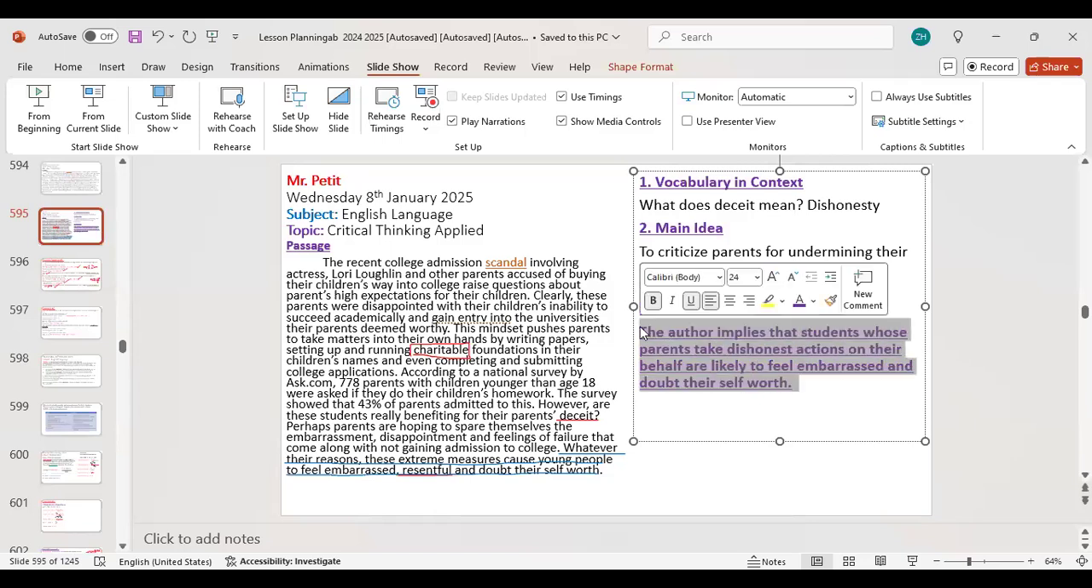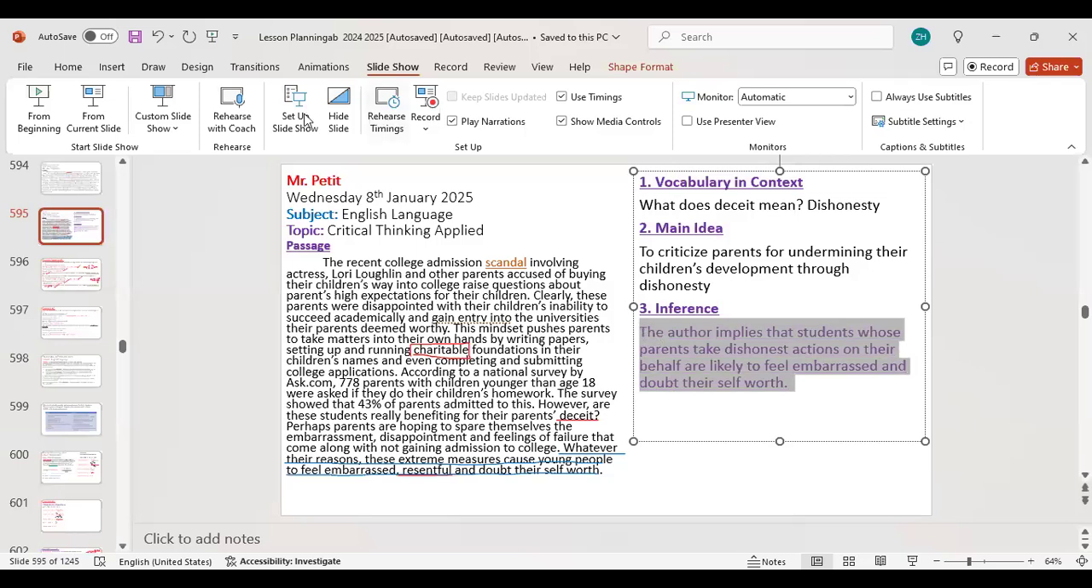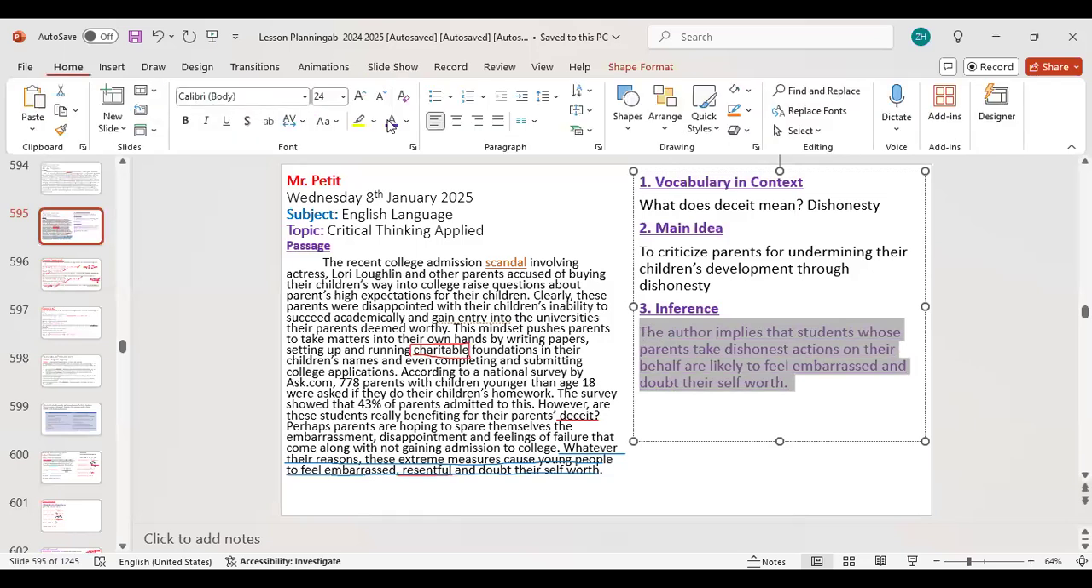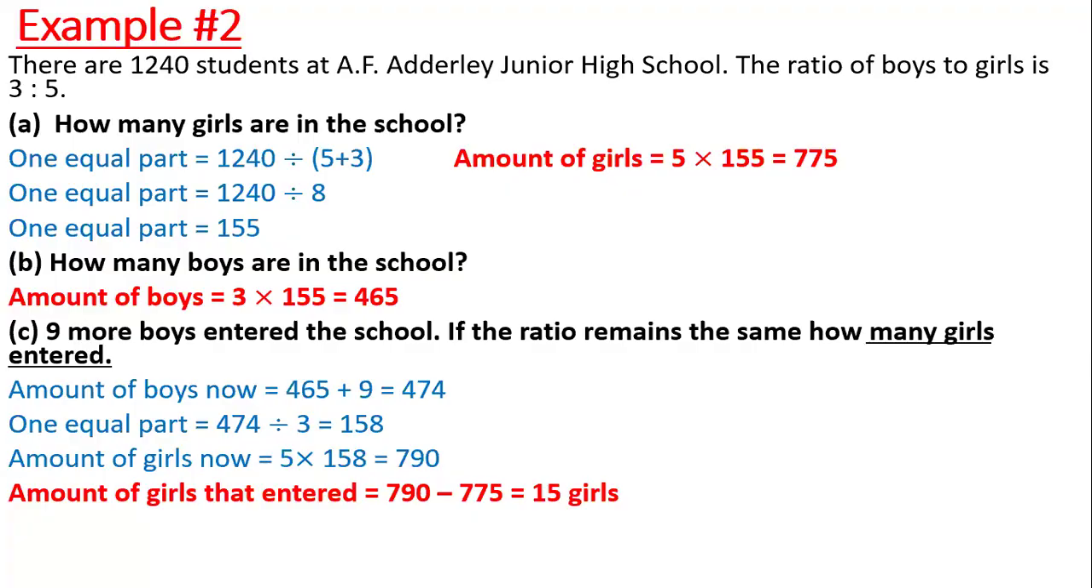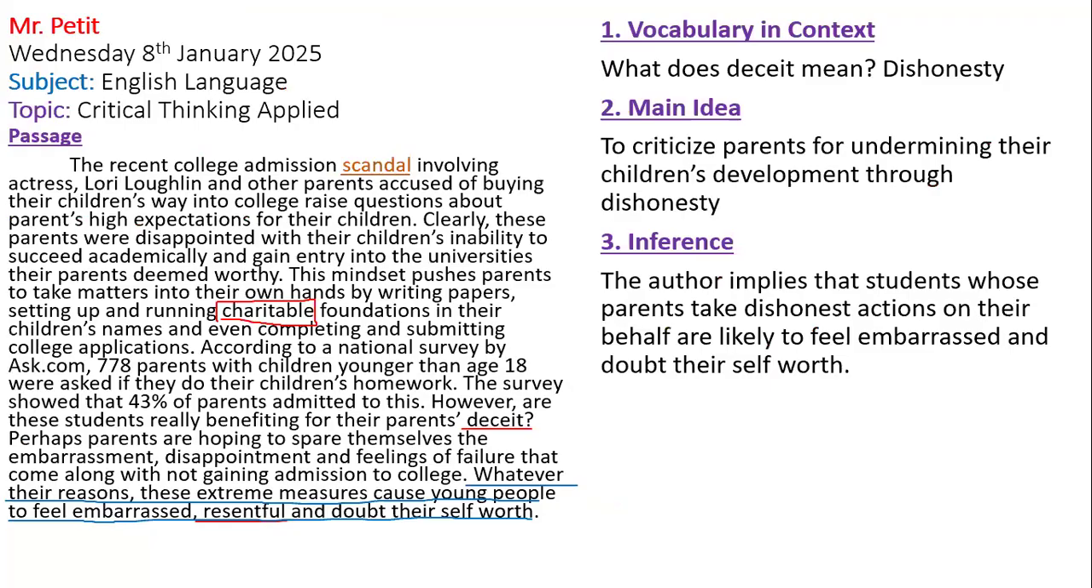Okay, inference. So what three ways have we analyzed this so far? Vocabulary, main idea, and inference. Very good. So we looked at what words the author used. We look at the main idea, what is the author trying to say? And we look at the inference, what does the author imply by the words they're saying?